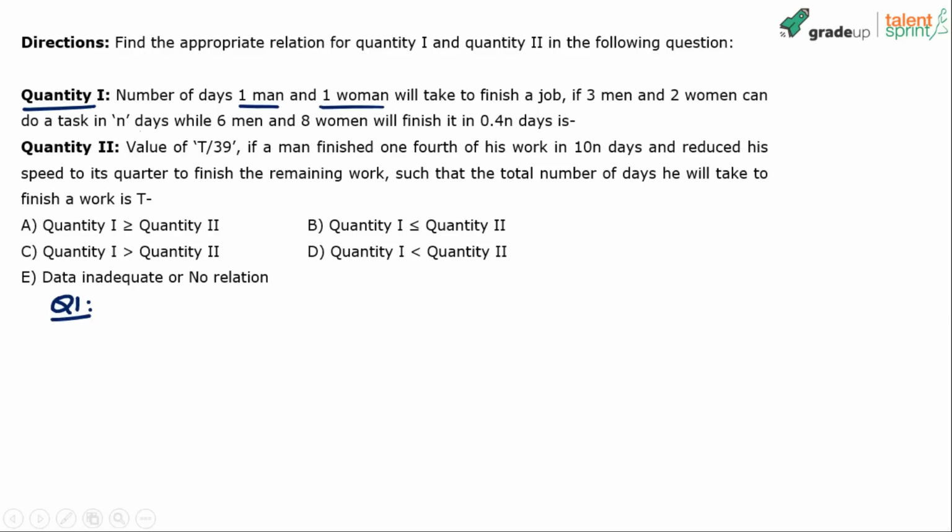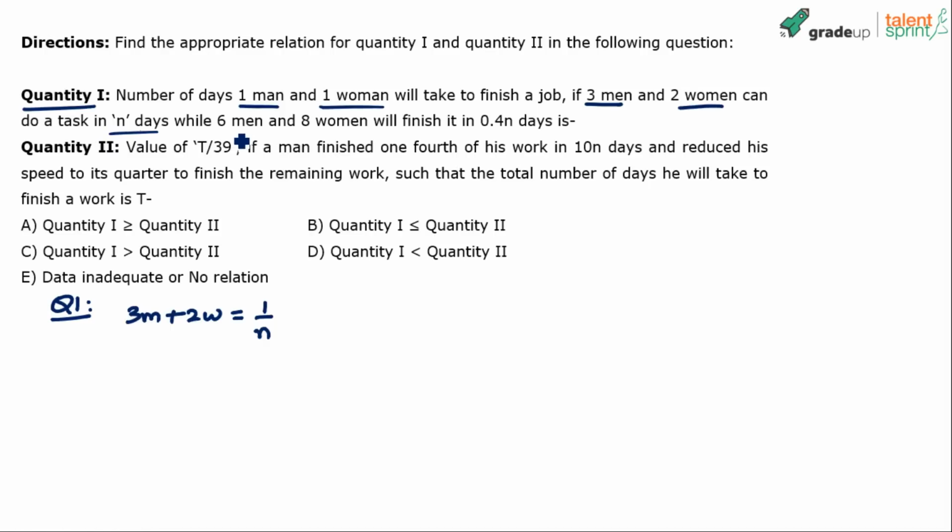Let's do the calculation. 3 men and 2 women can do it in n days, which means what? 3m plus 2w is equal to 1 by n. Remember, if the work can be done in n days, the capacity is 1 by n. So the total capacity of 3 men and 2 women together is 1 by n.